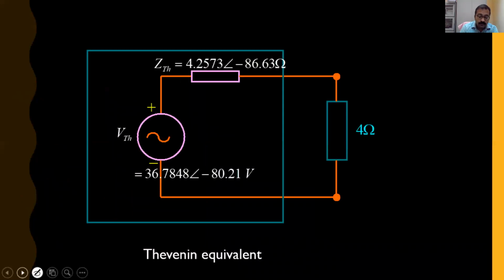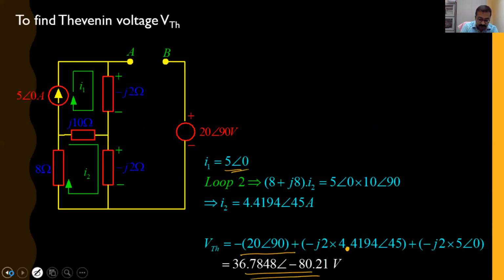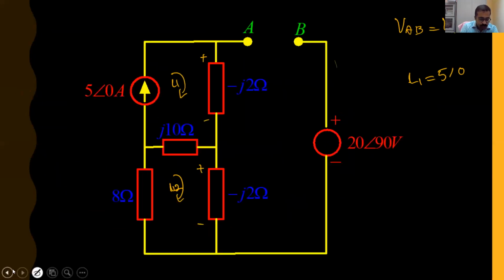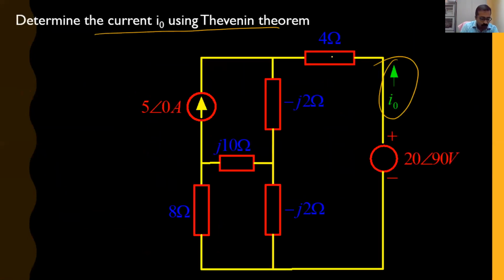Okay, so now you see this is our Thevenin impedance, right? This is VTH, which we found to be 36.7848 angle minus 80.21 volts, and our impedance ZTH is nothing but 4.2573 angle minus 86.63 ohms, right? So what's the question? The question is to find the current I0. And keep in mind, what was I0? I0 was the current through the 4 ohm branch.